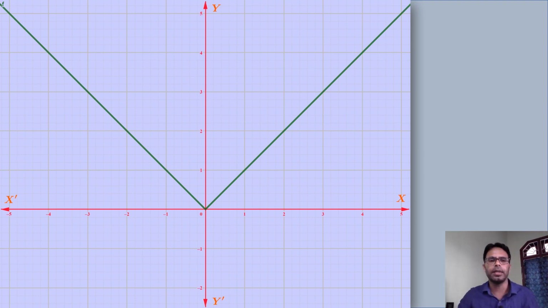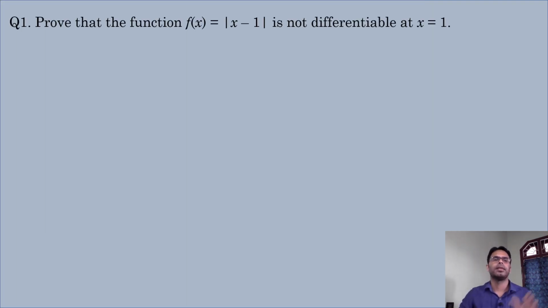So the next one, we take some examples here, problems actually. This is your problem. Prove that f(x) equal to modulus of x minus 1 is not differentiable at x equal to 1. Similar question, f(x) equal to mod x and f(x) equal to mod x minus 1. No difference is there. X is replaced by x minus 1 only, and that was mod x, so the point was x equal to 0.